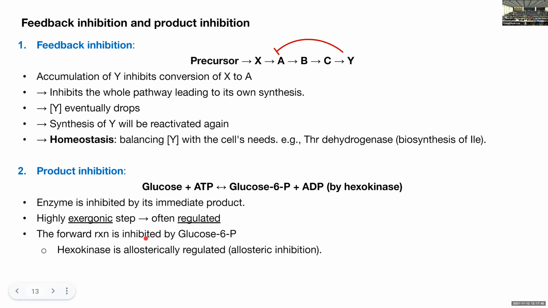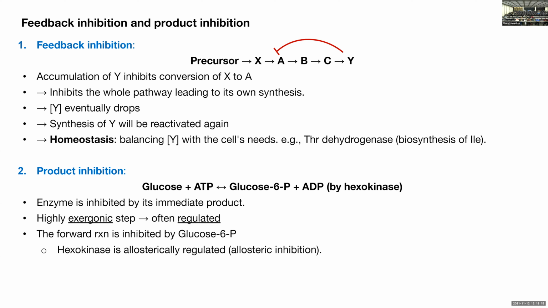It's called allosteric inhibition, where this inhibition or regulation happens outside of the active site. And this is a really highly exergonic process. So you definitely stop it, right? Because it's glucose, and you're basically just making it into glucose 6-phosphate to go through the energy production pathway.